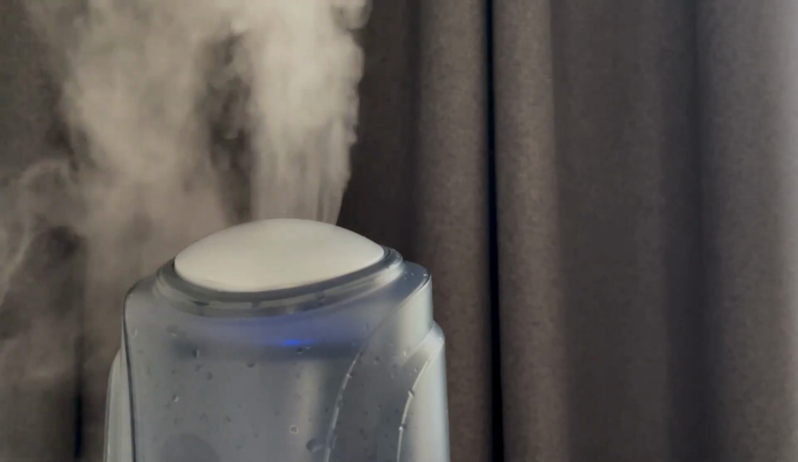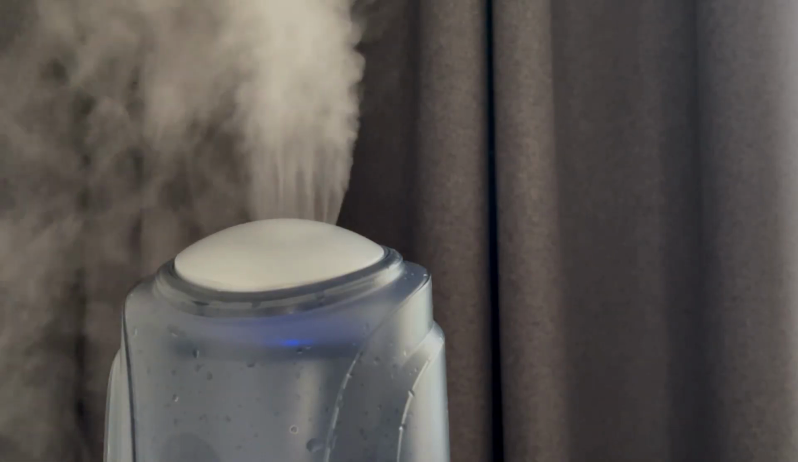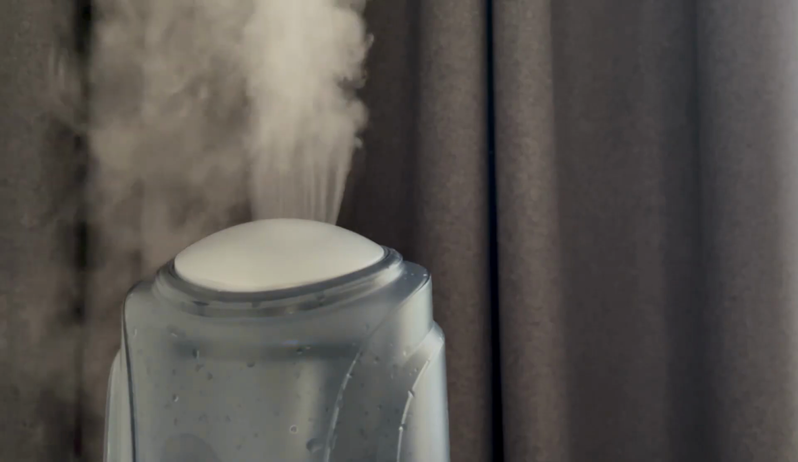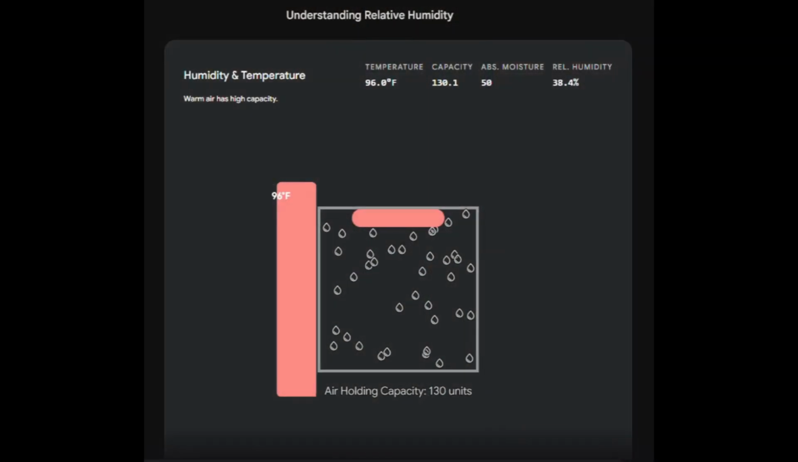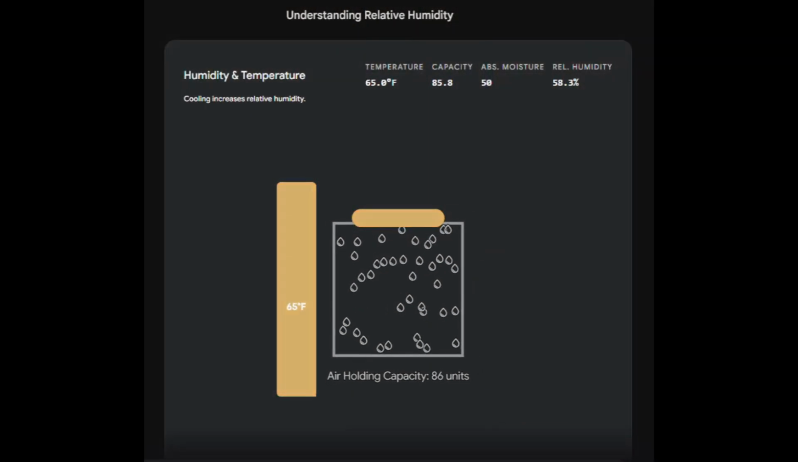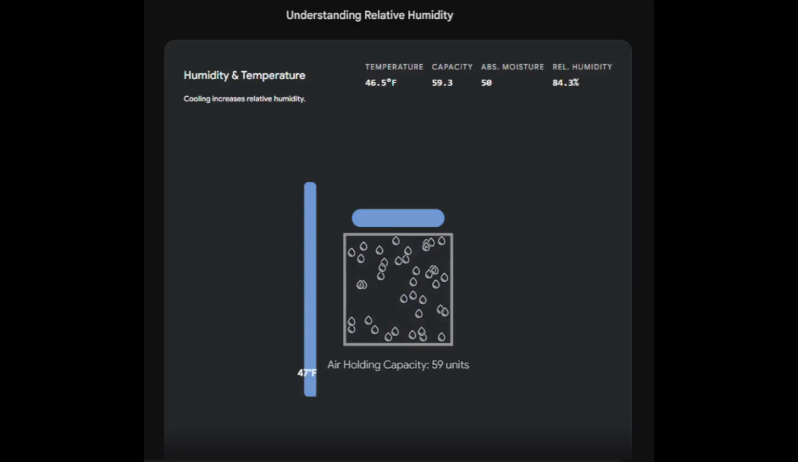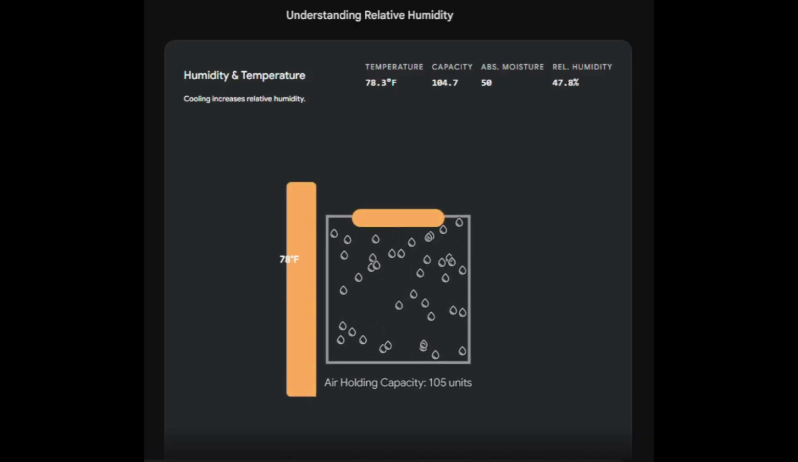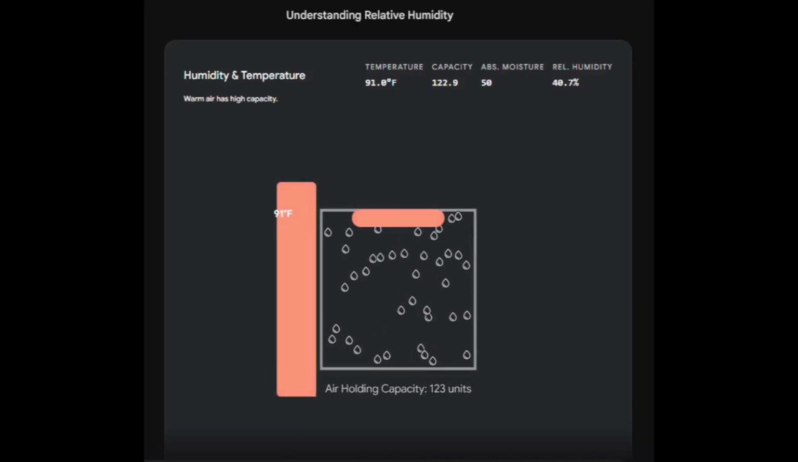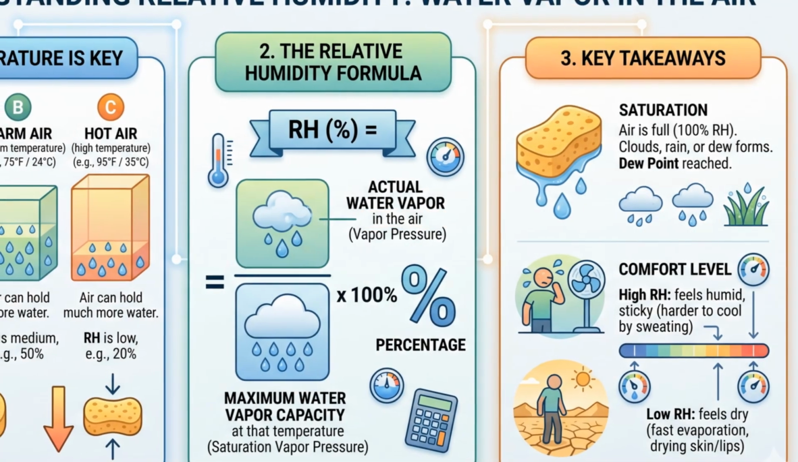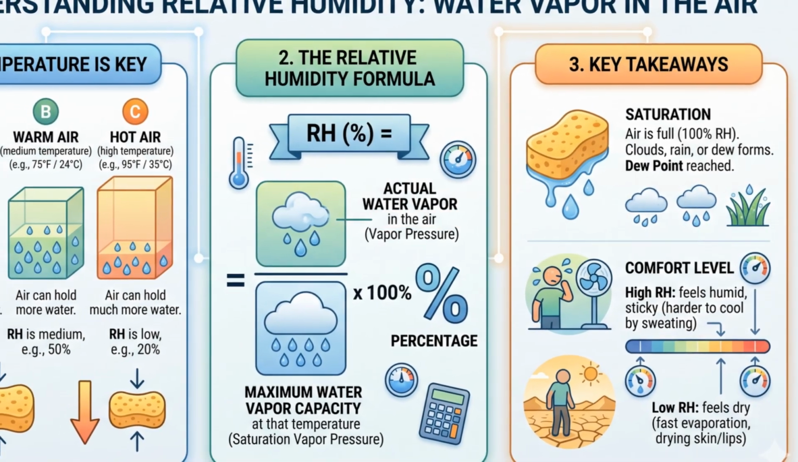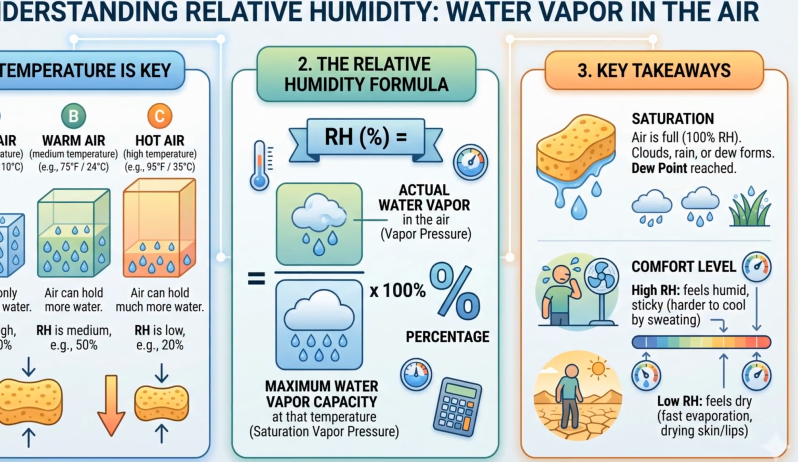Here's the part that confuses everyone. You can change relative humidity without changing the actual water content. Watch this. Picture a parcel of air at sea level at 30 degrees Celsius. At that temperature, it can hold 27 grams of water vapor. But suppose it's only carrying 8 grams. That gives you 8 over 27, or about 30% relative humidity.